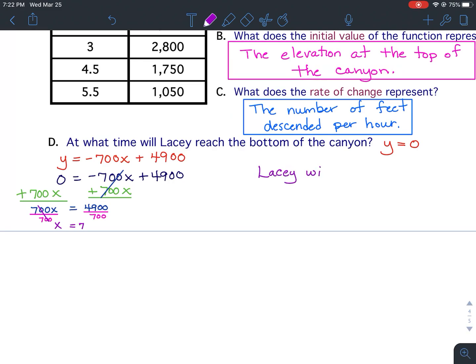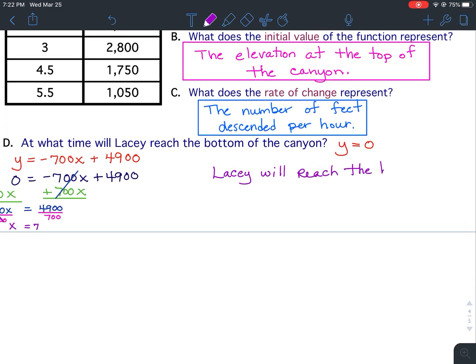Lacey will reach the bottom of the canyon in 7 hours.